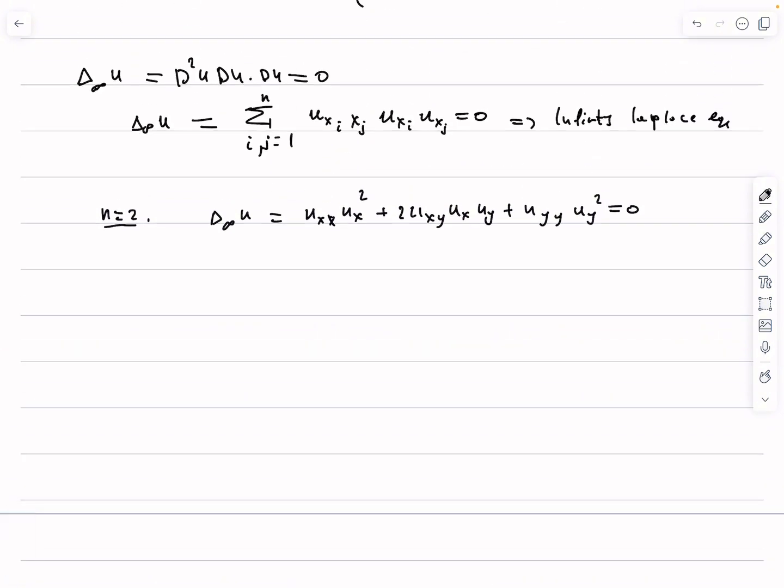Okay, for today it's enough, just about the definition of the infinity Laplace equation. Next lecture, inshallah, we start with the Lipschitz extension problem.